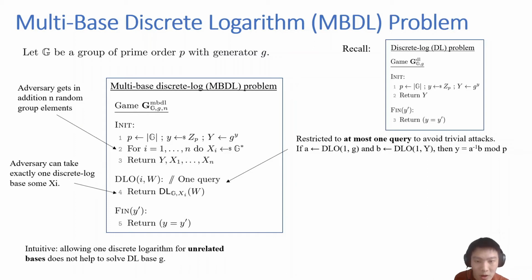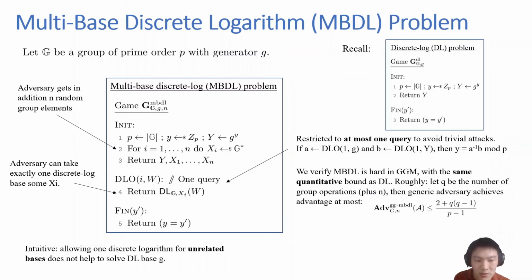The intuition on why such a problem could be hard is that essentially the discrete log oracle takes a discrete log, but with an unrelated point, which shouldn't really help to solve discrete log base g. And as suggested earlier, the only way we really know how to justify the hardness of a problem is using idealized models. We show here that MBDL is indeed hard in the generic group model, and in particular, it holds with the same quantitative bounds compared to discrete log.